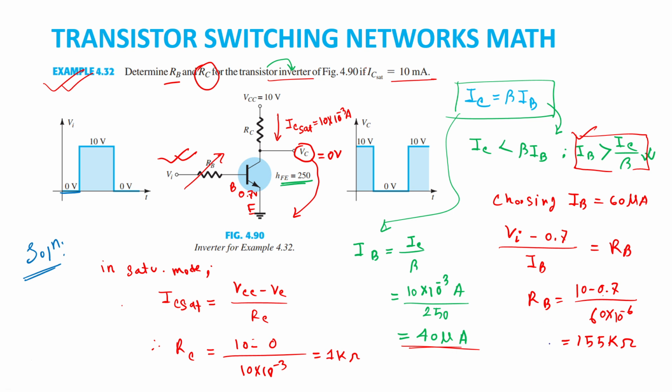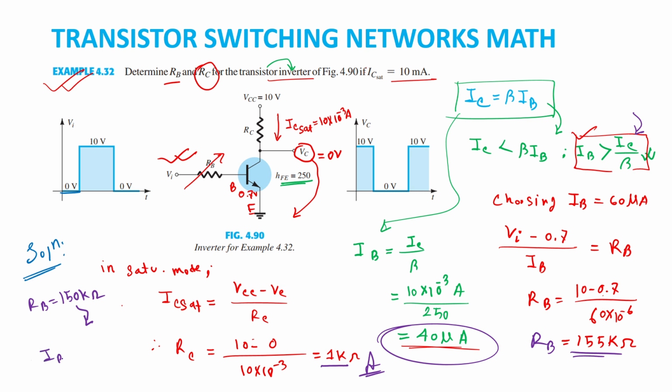So our math is done here, but we can further calculate. Let us choose an ideal value of RB, that is 150 kilo ohm, not 155. So choosing RB equal to 150 kilo ohm and RC equal to 1 kilo ohm, that is the resistance of the transistor acting as a switch or inverter. We have to check that the base current is greater than 40 microampere, because we know that the base current is greater than or equal to IC divided by beta in the saturation region. So let us check.